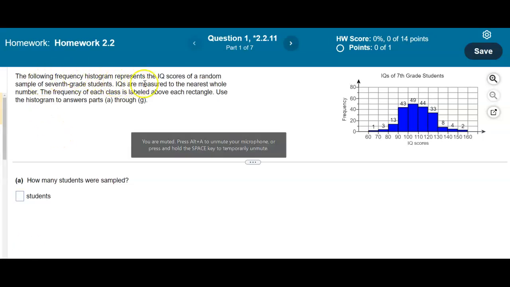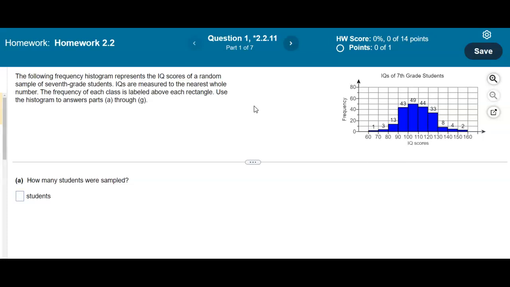The following histogram represents the IQ scores of a random sample of 7th grade students. IQs are measured to the nearest whole number. The frequency of each class is labeled above each rectangle. Use the histogram to answer the questions in parts A through G.